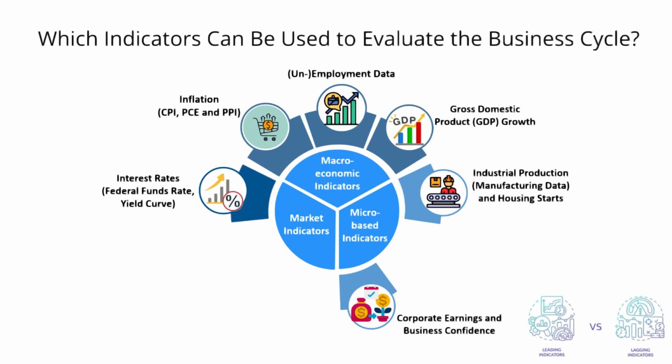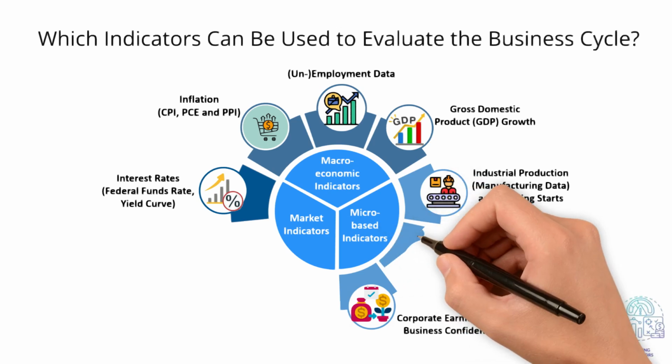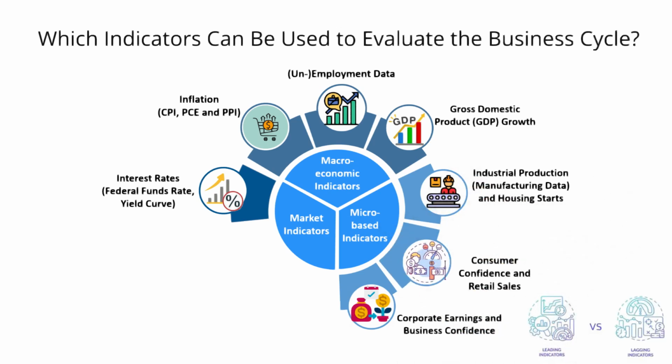After goods are produced and houses are built, what about the consumer? Common indicators revolve around consumer confidence and retail sales. Consumer confidence indicates public sentiment about the economy's future. Higher confidence suggests potential growth. Declining confidence hints at contraction.